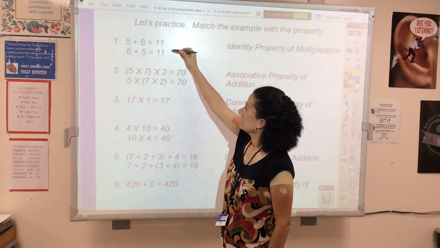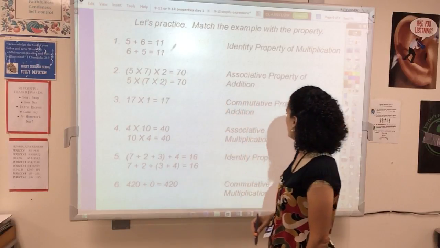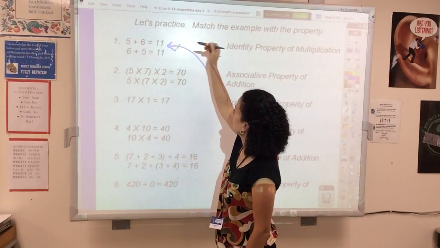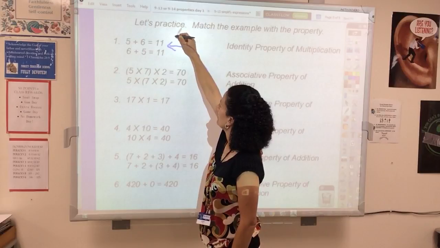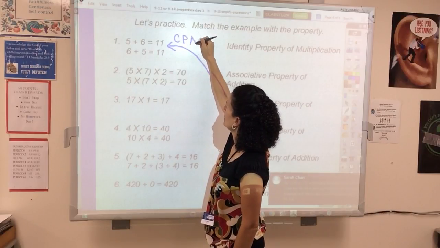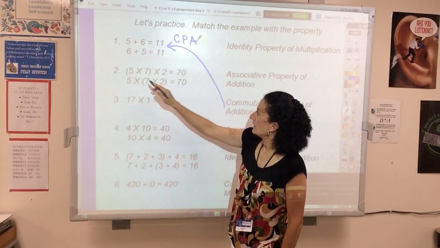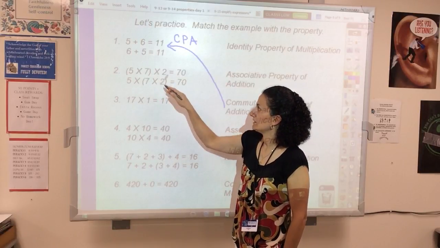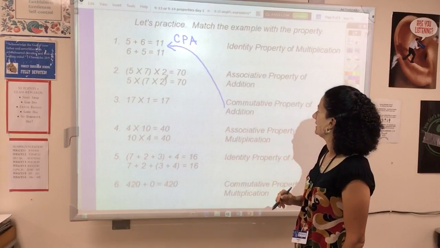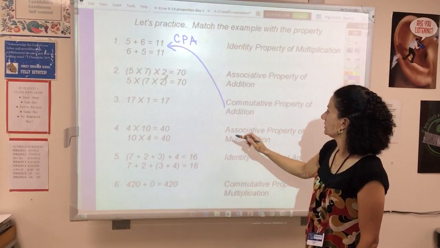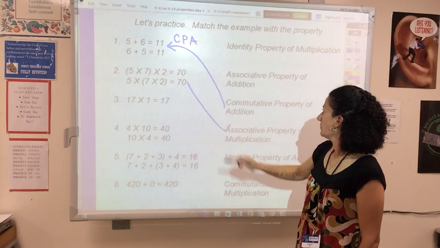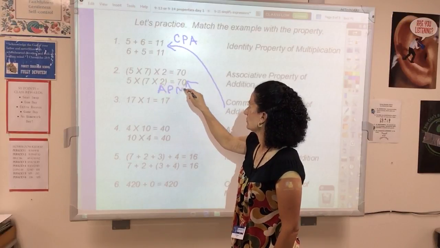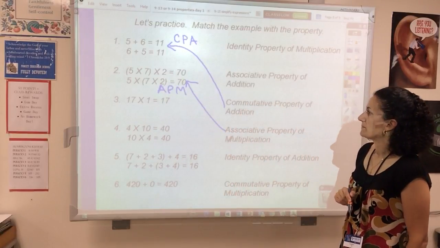5 plus 6 is 11. 6 plus 5 is 11. And that is the commutative property of addition. Now, when you do your homework, you can actually abbreviate like this, okay? 5 times 7 times 2 is 70. 5 times 7 times 2 with the parentheses in a different spot is also 70. And that is the associative property of multiplication. Again, you could write associative property of multiplication when you do your homework.